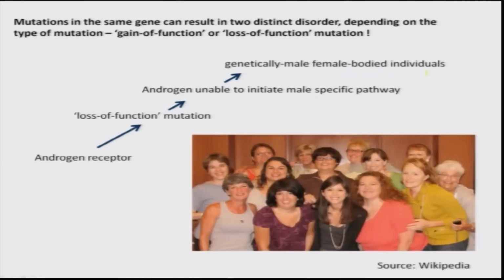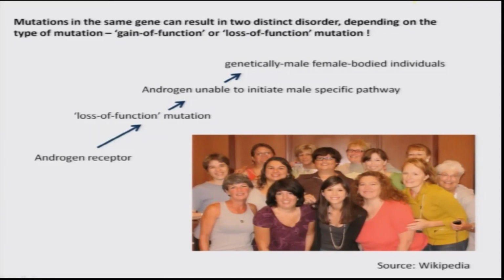And I am just giving one such image from Wikipedia, and this is a group of individuals, all of them genetically male, they are XY, but they have a defect in their gene that codes for the androgen receptor, and all of them are sex reversed, meaning phenotypically they are female, they grew up as female, they feel like female. And this is an example of what is called a loss of function mutation, right?